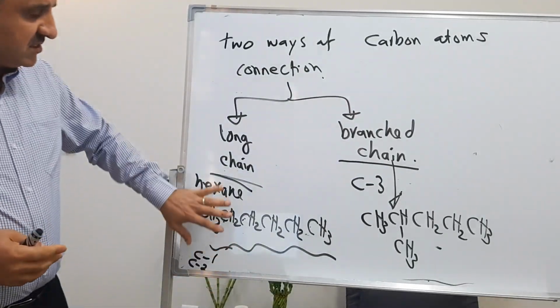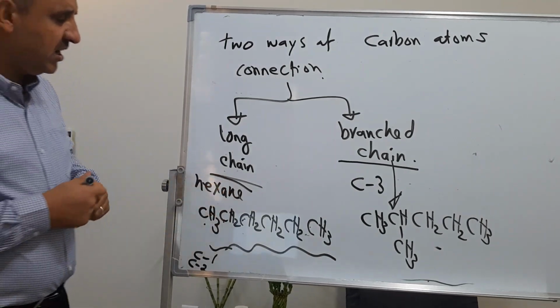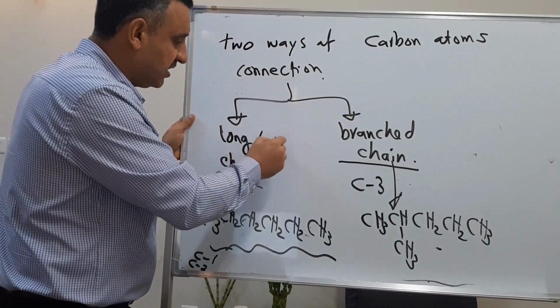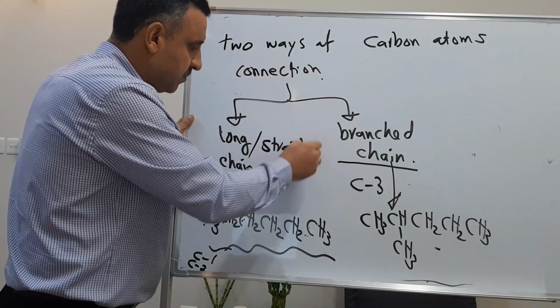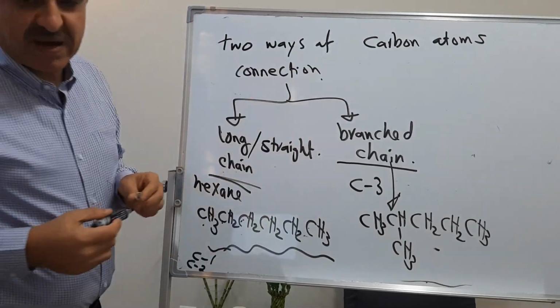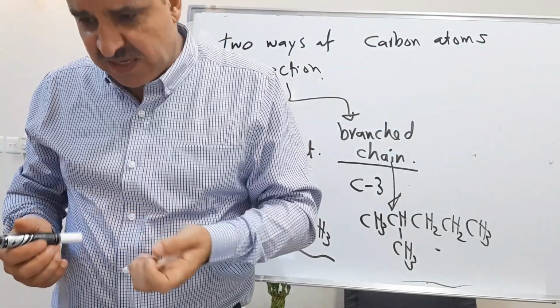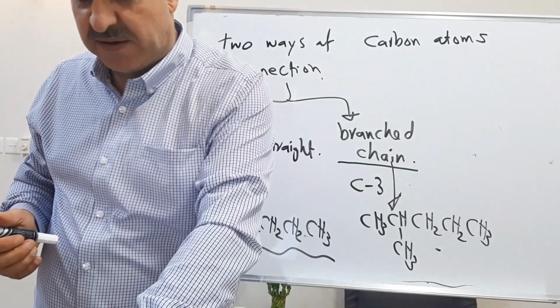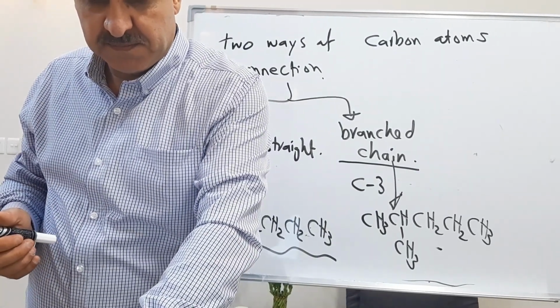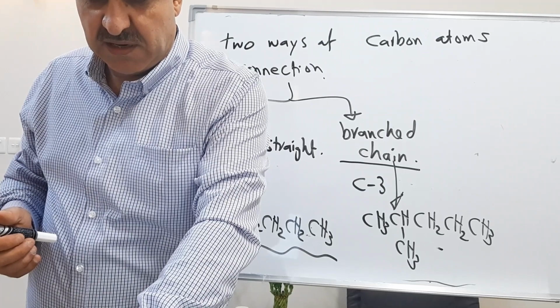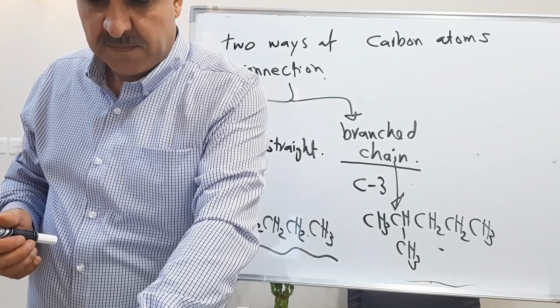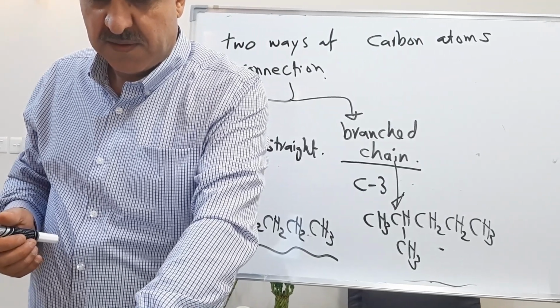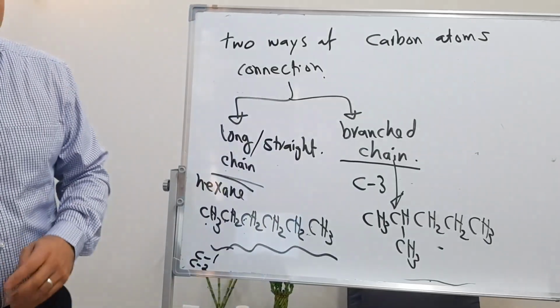So we have straight chain or long chain, the same, or we have branched chain in organic chemistry. Is that clear for slide number 10? Clear? All right, I will assume that it's clear.